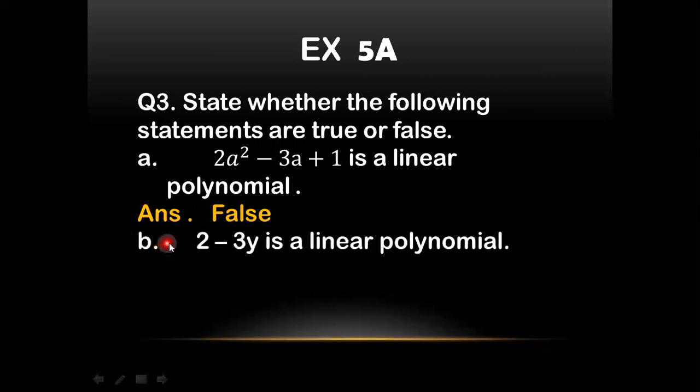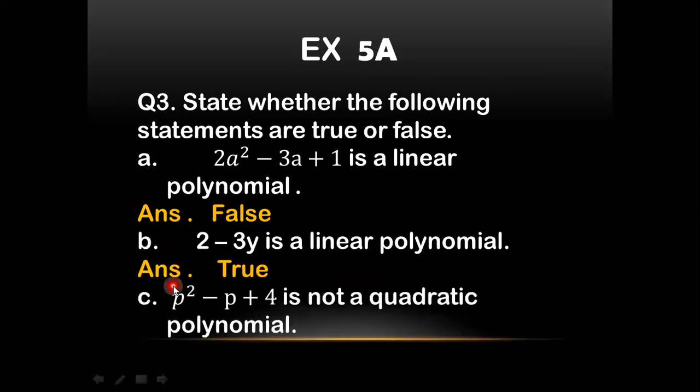Next, 2 minus 3y is a linear polynomial. Yes, its degree is 1, so it's a linear polynomial. P square minus p plus 4 is not a quadratic polynomial. It is quadratic because its degree is 2, so it's a false statement.